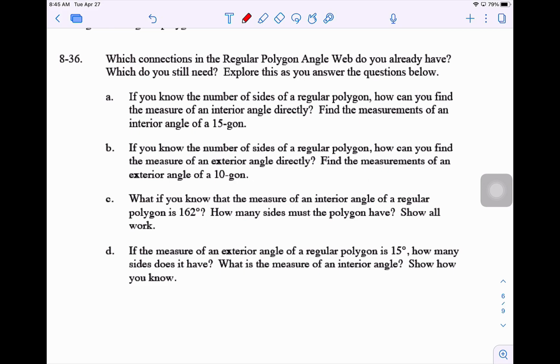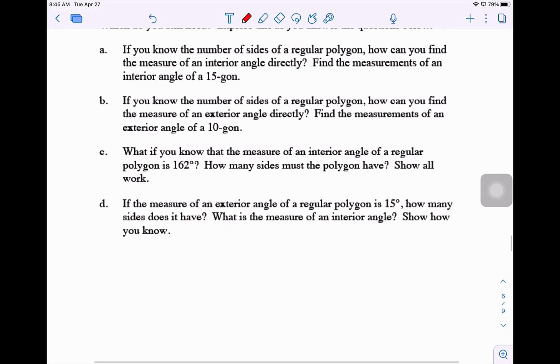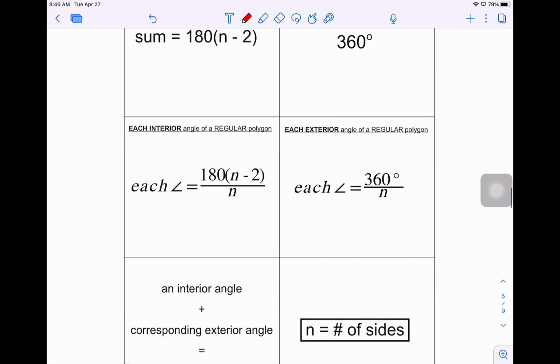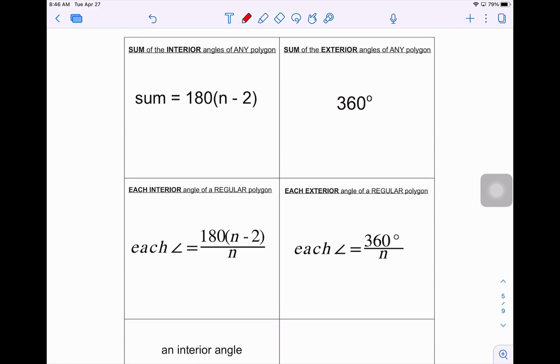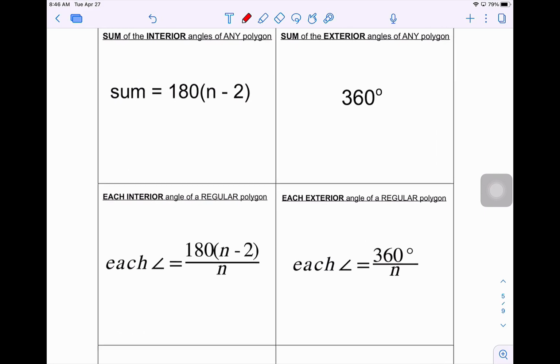So 836, if you take a look: if you know the number of sides of a regular polygon, how can you find the measure of an interior angle directly? So they ask you to find the measurement of an interior angle. So I told you some keywords. When you're trying to figure out which formula do I use, what am I working with, these are key parts. You're finding the measurement of an interior angle in a 15-gon, which means an interior angle. If we go back to our toolkit for a second, which one of these 4 formulas deals with an interior angle? We take a look out of those 4.